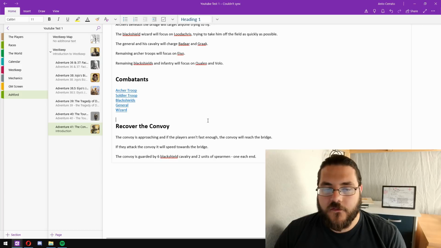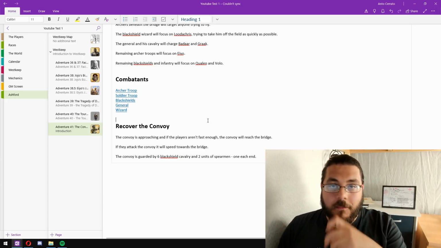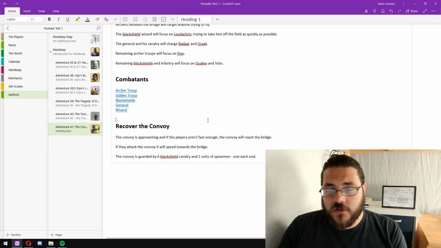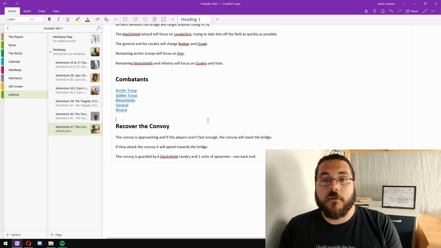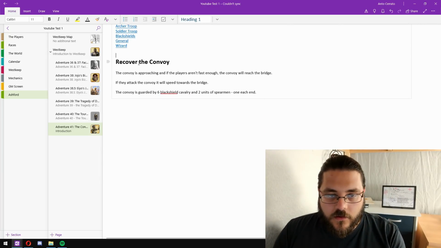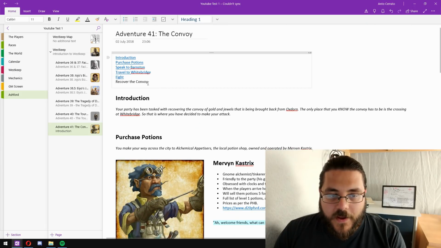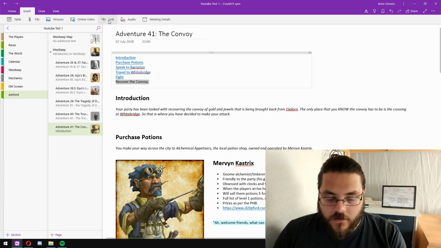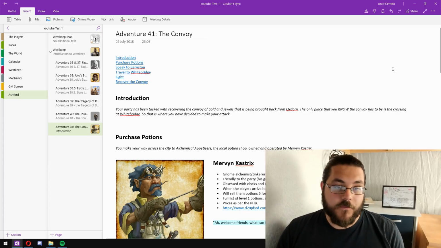So if there isn't any time to run the fight fully, I'll handle it off screen and maybe write a piece of prose just to cover it and to describe what happened for the actual recovery of the convoy. But we'll copy the link to that paragraph, paste it up here, and that is pretty much a session planned.